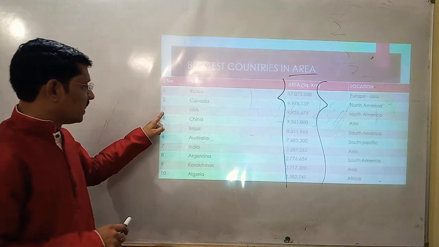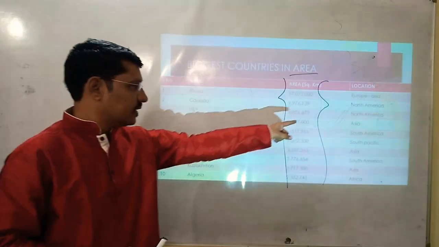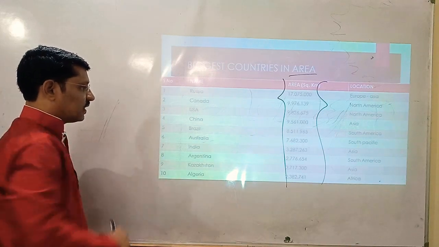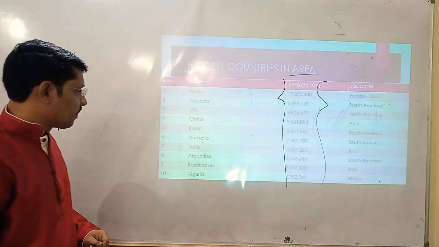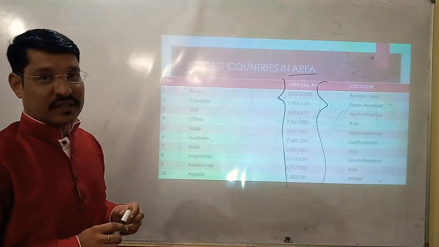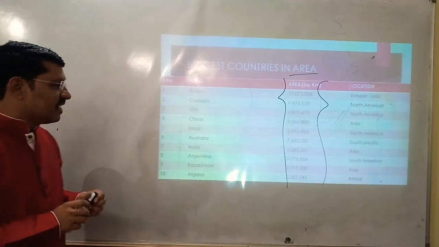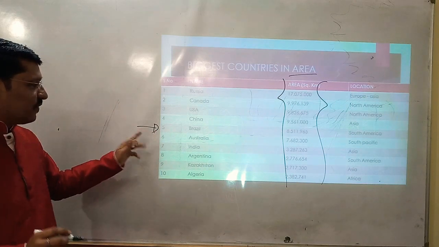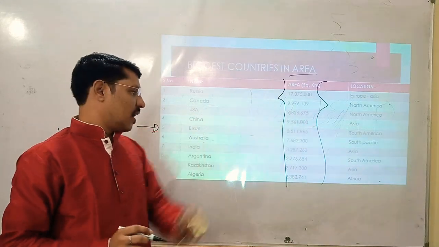Then which is the third one here? USA is the third largest country in the world, that comes under North America. Then fourth is China. It comes in Asia. It's our neighbor country. Almost from 2020 onwards, everybody knows very well about China. So the next one, fifth, is Brazil. Brazil comes in South America.